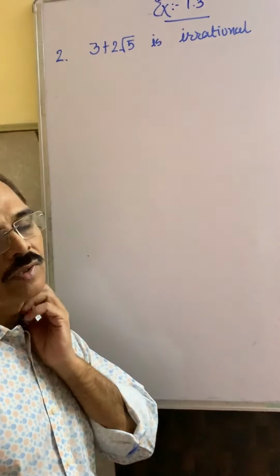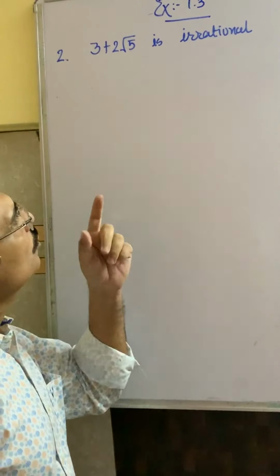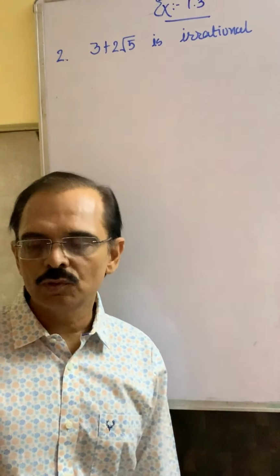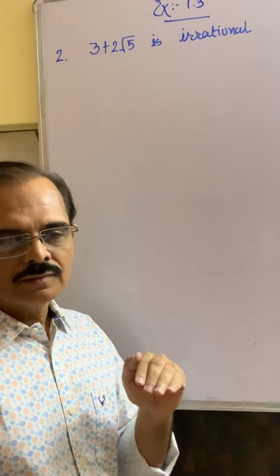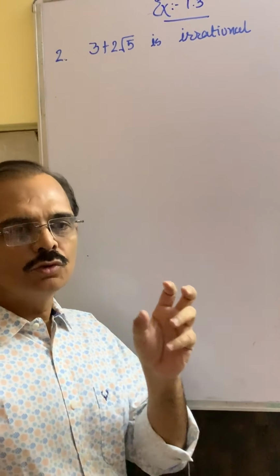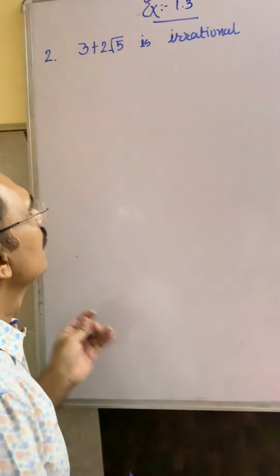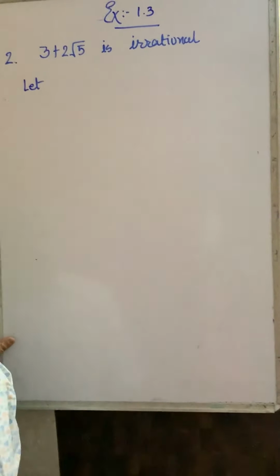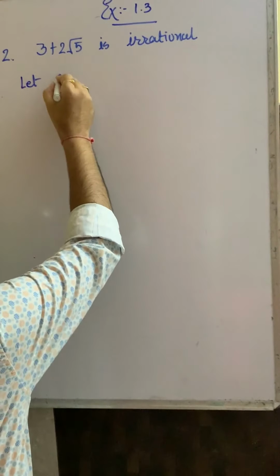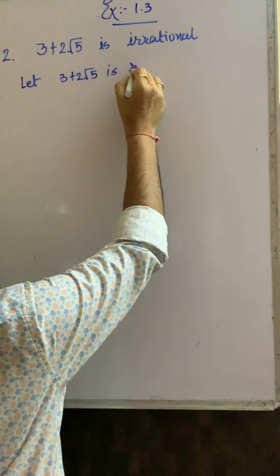Now exercise 1.3, second sum: 3 plus 2 root 5 is irrational. Prove that. Not just like the first one is bigger. Here we accept that root 2, root 3 and root 5 are irrational numbers. So again we suppose the wrong one: 3 plus 2 root 5 is a rational number.